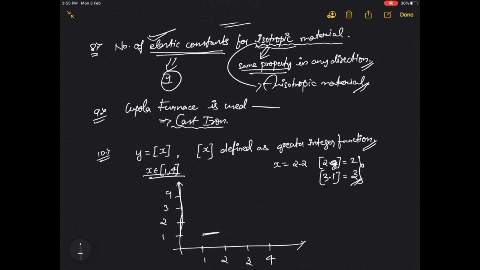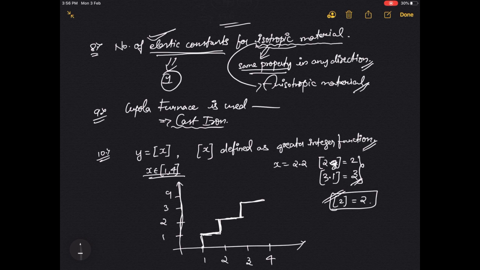Okay, it's the same for the values of 1 to 2. For the value of 2, what is this? It's simply equal to the integer itself, because it is greater than or equal to that number. So the next will be 2 until 3, and until 3 to 4, it will be something like this. So this greater integer function is something like a steps kind of thing.